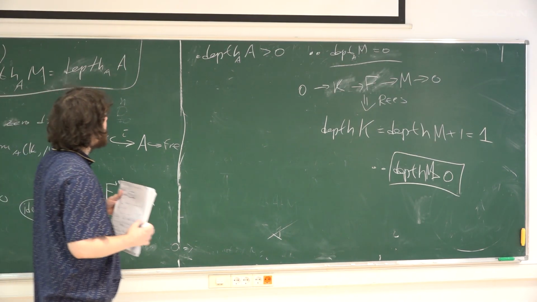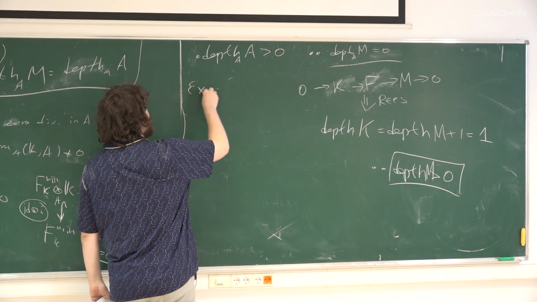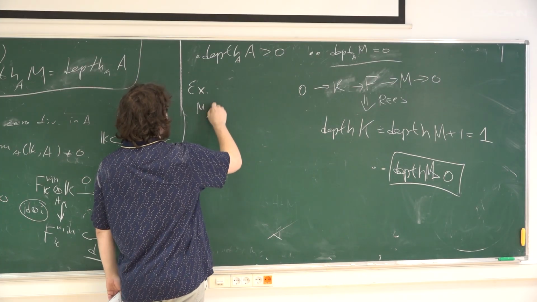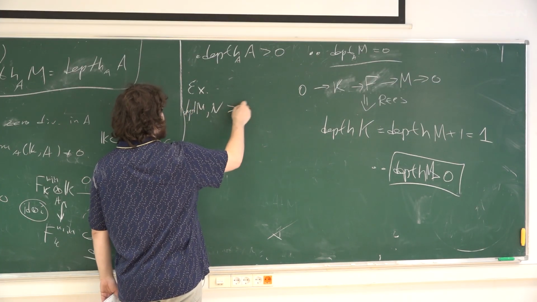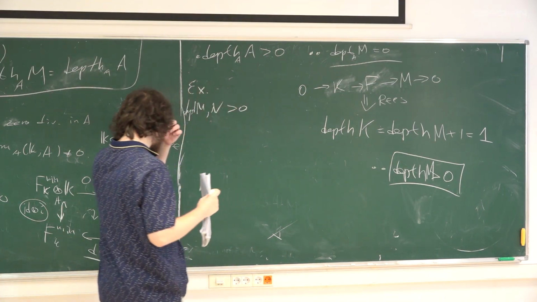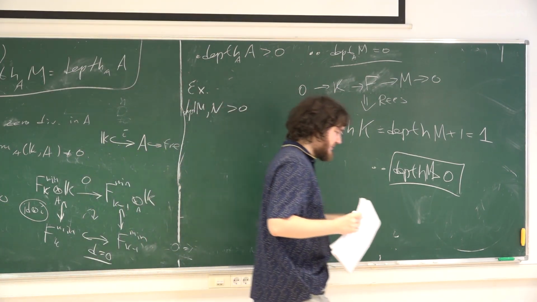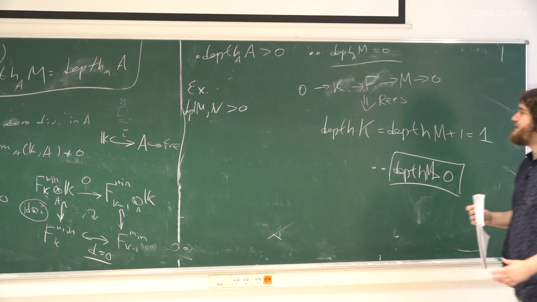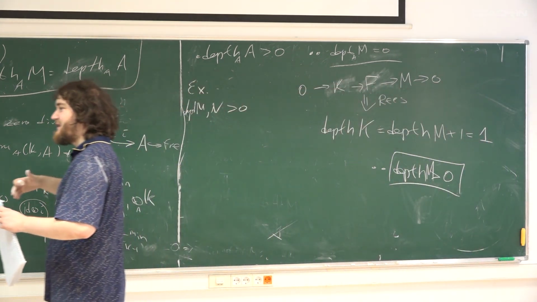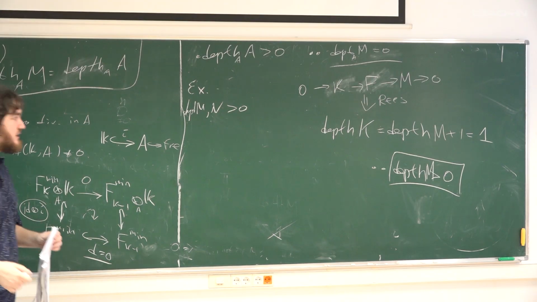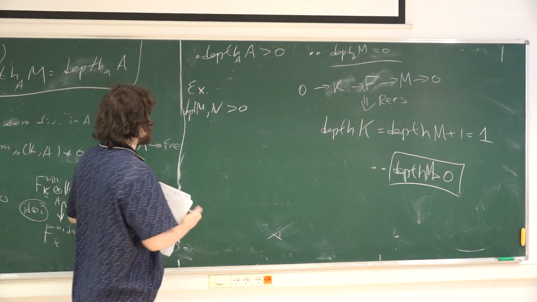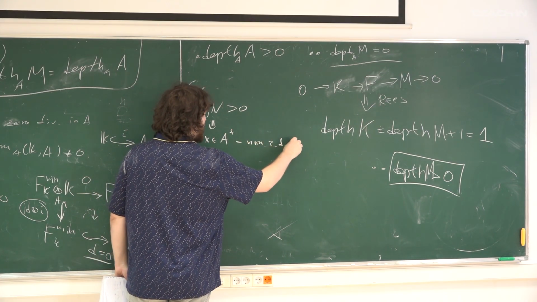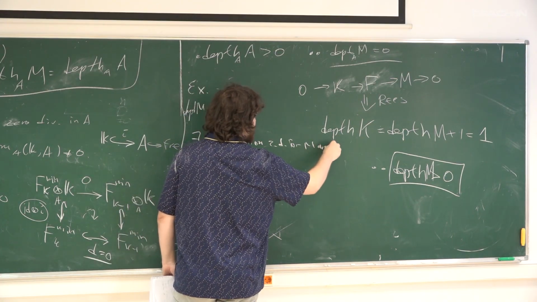The only one thing is the following exercise. If you have two modules of positive depth, in our situation A and M, what does it mean? This means that depth is positive. It means that for M and for N, there exist non-zero divisors. I mean that there exists a common non-zero divisor, X, a non-zero divisor for M and N at the same time.